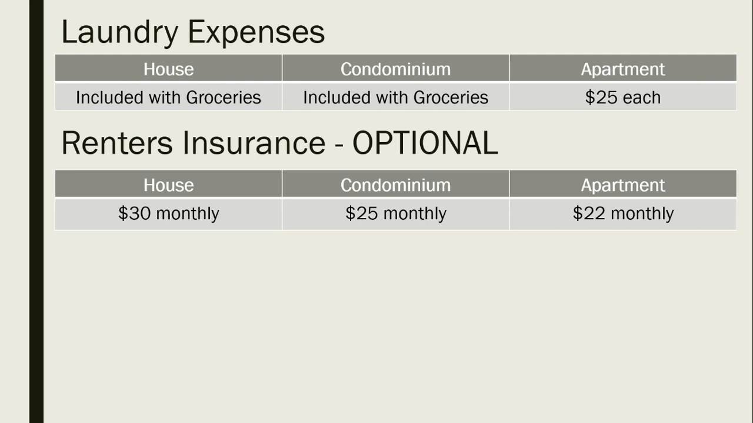Okay. Renter's insurance, completely, utterly optional if you're ever renting a location. Just kind of a safety precaution. So if you're in the apartment, it would be $22. The nice thing is if something goes wrong, the insurance company will give you lots of money to fix anything or replace things that you're missing.